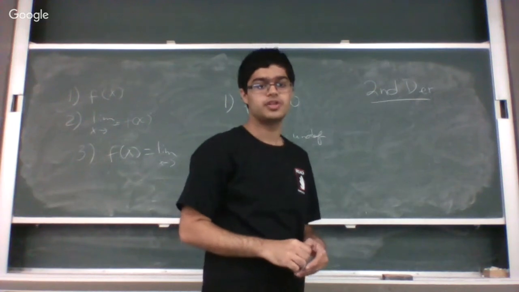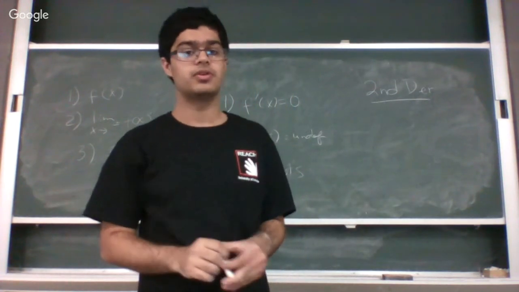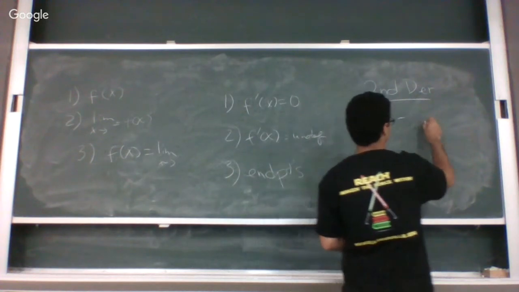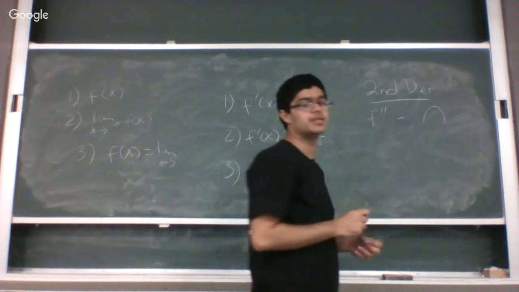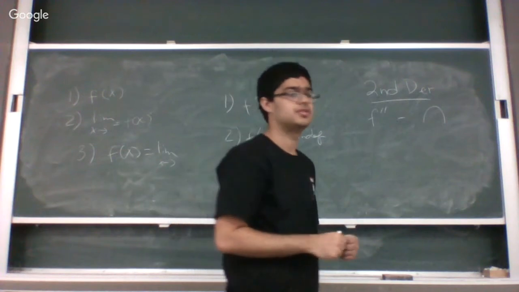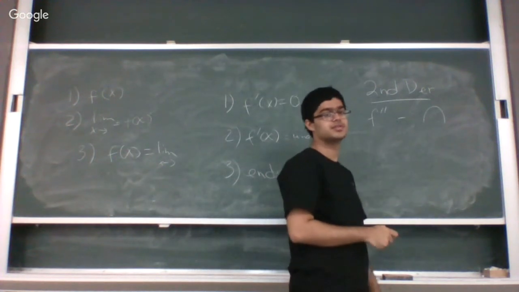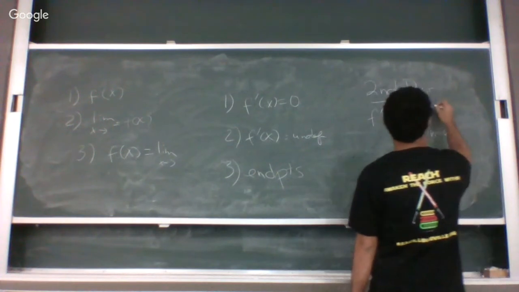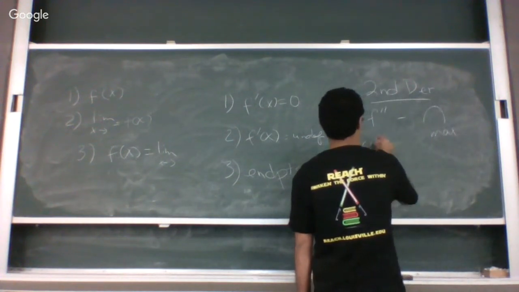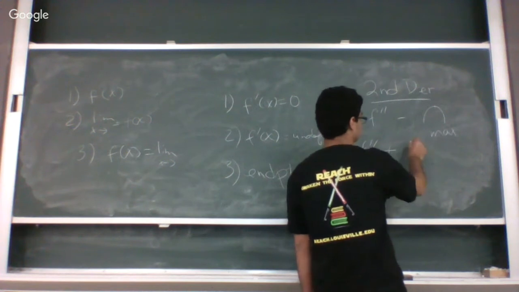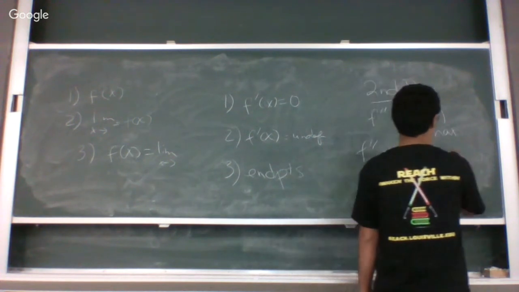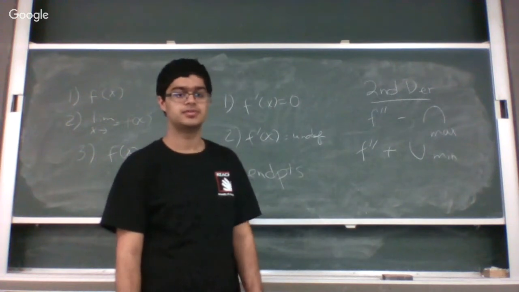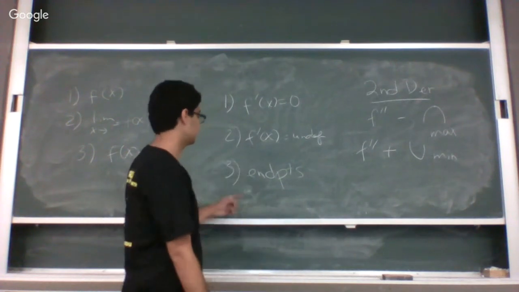So if the second derivative is a negative number, what is it? Concave down. Well, what does that mean? Is that a local max or a min? Local max. It's on top. What if it's positive? Concave up. That's a min.